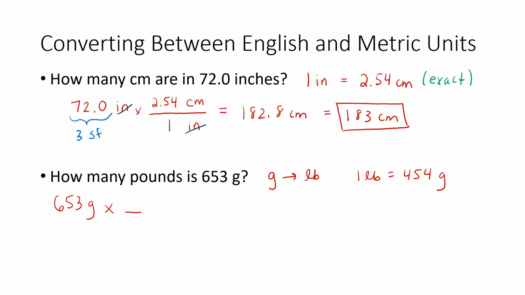We're going to multiply by our unit conversion. Grams is going to go in the denominator, pounds is going to go in the numerator. 1 pound is 454 grams. Grams is going to cancel, and we're going to be left in units of pounds for our final answer. And when we divide by 454, we get 1.44 pounds.